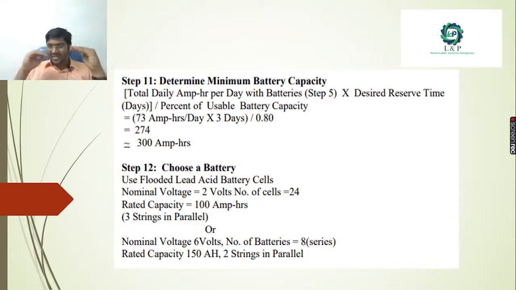So based on that, now you are pretty aware of the 300 amp hour battery capacity required, so you can choose a battery. Okay, you can have 3 strings in parallel. In a parallel connection, if you're going for a 100 Ah battery, you can have 3 strings in parallel, so that you will have a capacity output of 300 amp hour rated battery. Okay, and if you're going for a 150 Ah battery, then you can connect 2 strings in parallel, so that you will get 300 amp hours.